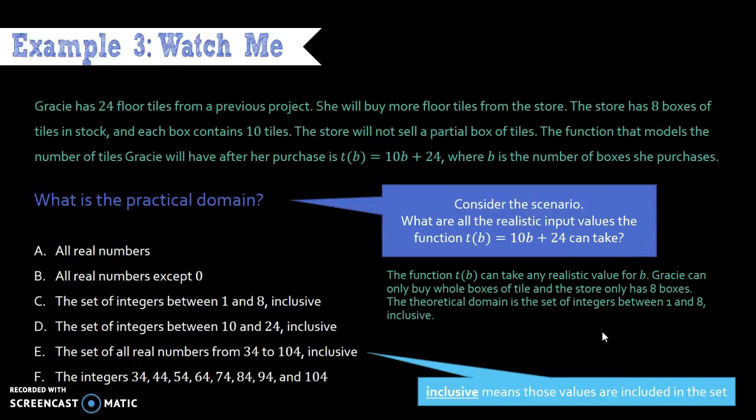So my function can take any realistic value of the number of boxes of tile. She can only buy whole boxes of tile, and the store only has 8, so she can buy 1 and 8 inclusive, anywhere between there. And since it says that she's actually purchasing tiles, we do say that she would buy at least 1 box of tiles. So C would be the correct answer for this one.